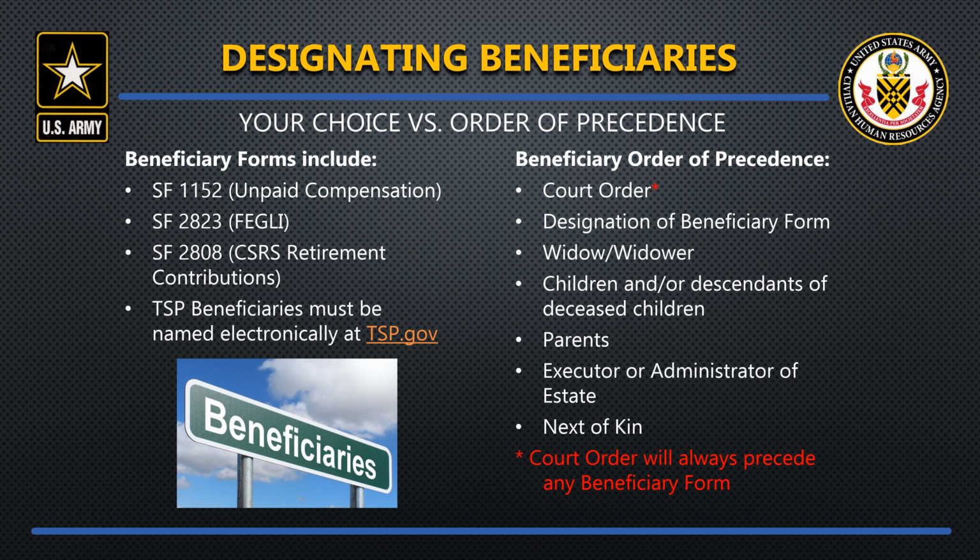It is important to note that TSP3 form is no longer being used to determine your TSP beneficiary. You must name your beneficiaries electronically by visiting www.tsp.gov or contact the TSP agency toll-free at 877-968-3778. Once again, if you do not designate a beneficiary, the TSP agency will also follow the order of precedence.